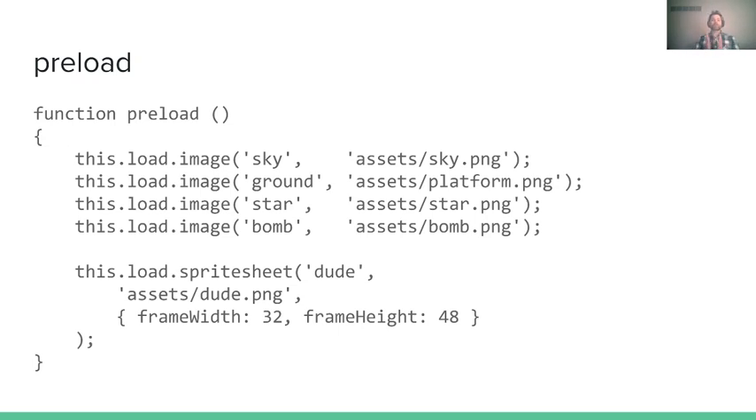So here's preload. Here we're actually loading in our images. So basically in the 2D space, we're not necessarily going to be texturing objects. We're going to be loading in sprites. So sprites are either going to be static or animated images, but basically they're going to be some objects that you're going to apply your transforms to, or your collisions to. Right, so here we have a sky, the ground, a star, and a bomb being loaded in. So these are just static PNG images.